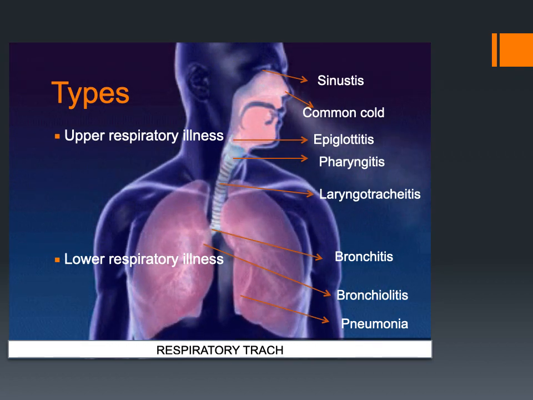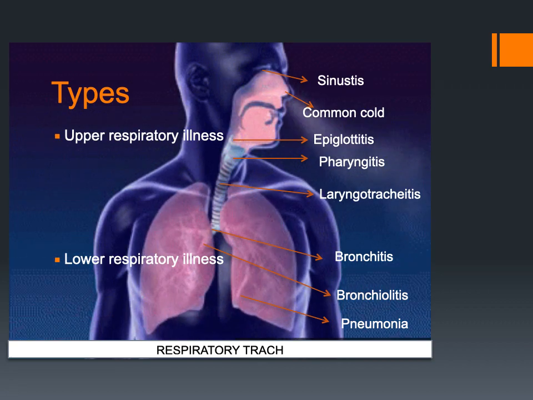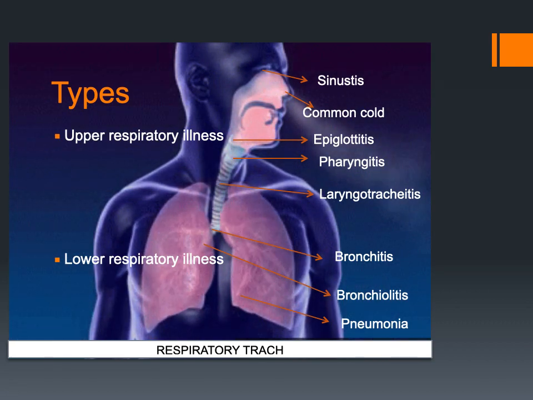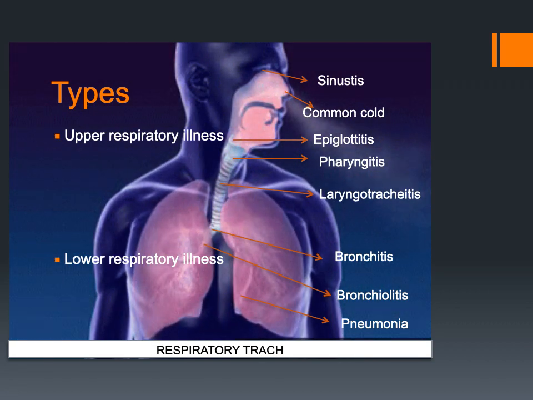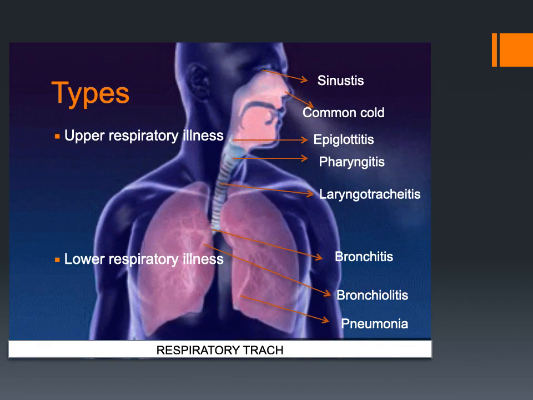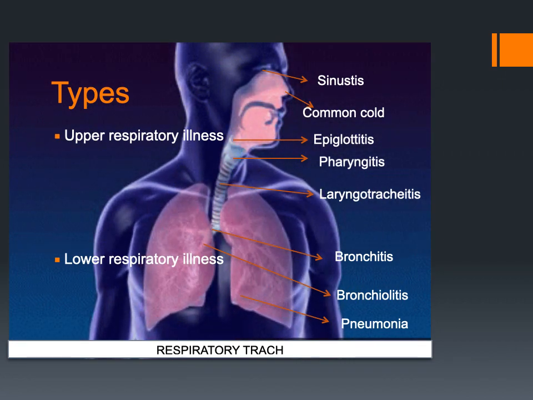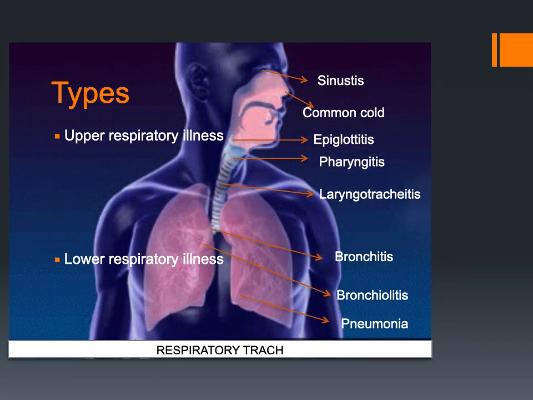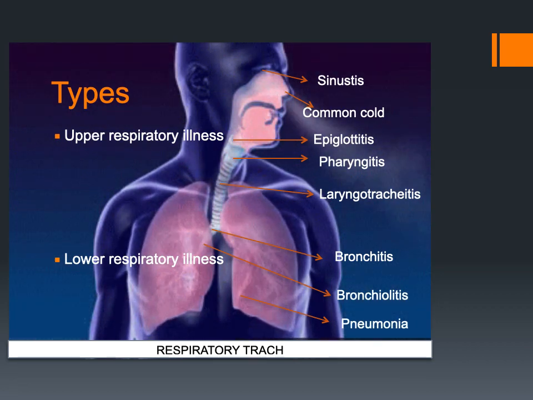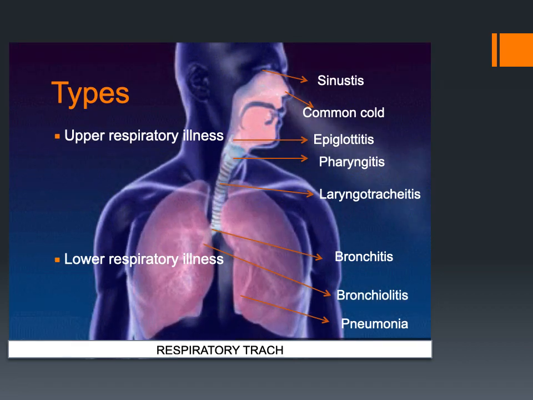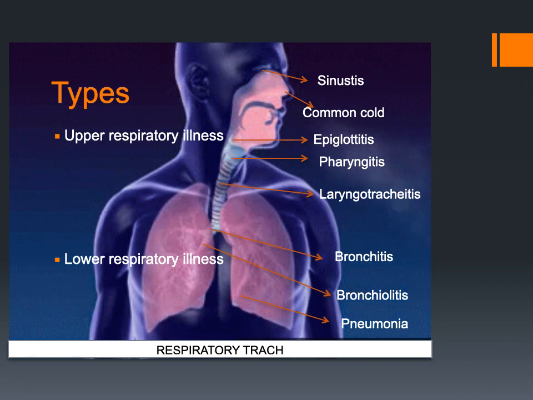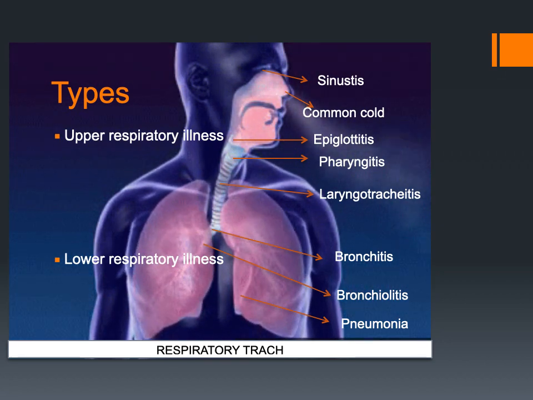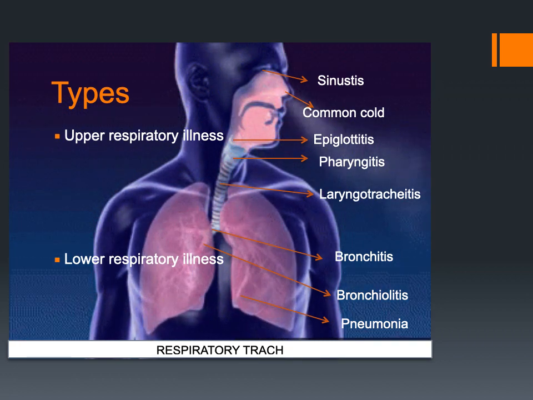Now, epiglottitis. It is an inflammation in the region behind your tongue, a leaf-like shape. It is actually there to prevent food from entering into the respiratory tract. If that region is inflamed, then you'll have difficulty in speaking, and your voice tone might be changing during that time. So that is all the things which you'll be facing.